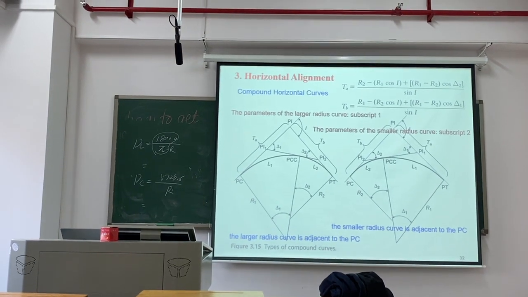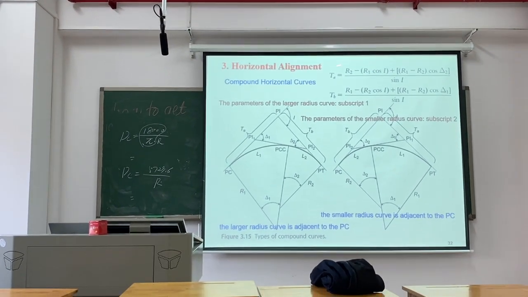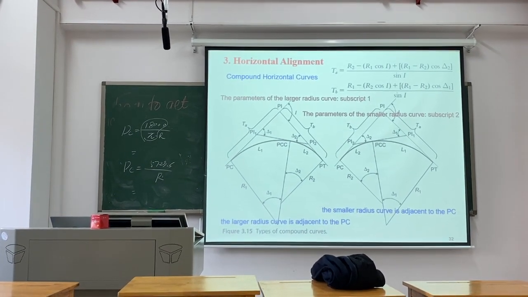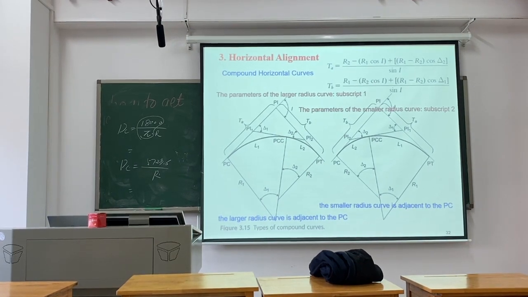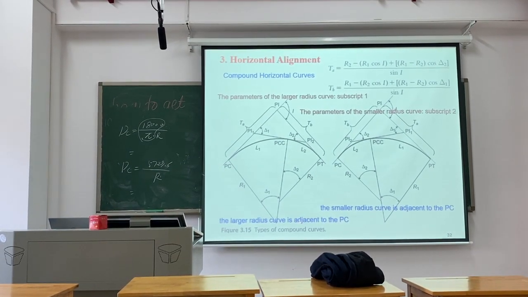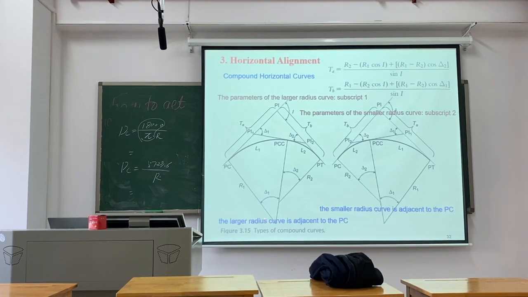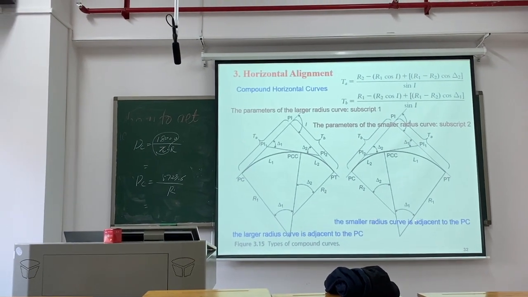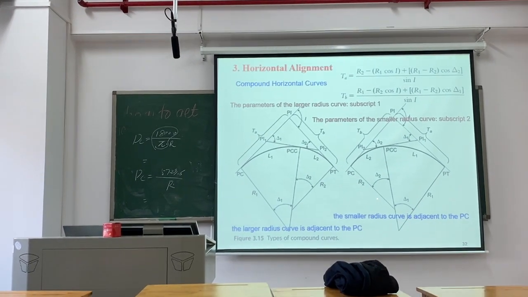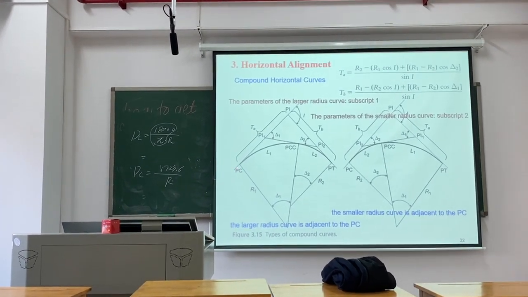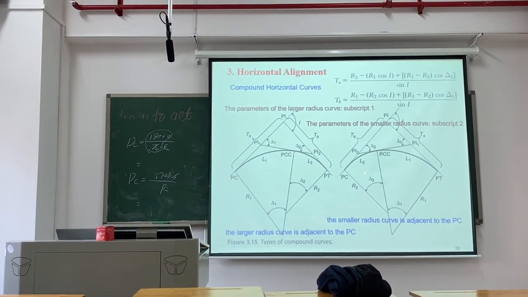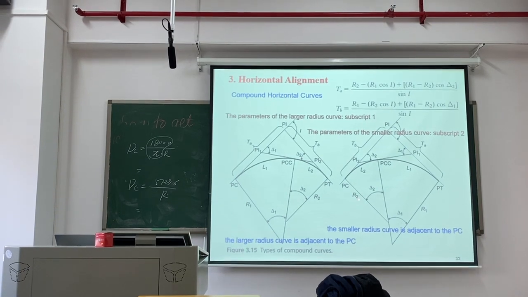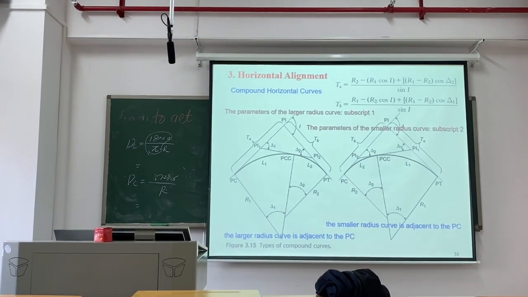The larger radius curve is adjacent to the PC in one figure, and the smaller radius curve is adjacent to the PC in the other. This is the larger adjacent to PC, and this is the smaller adjacent to PC.